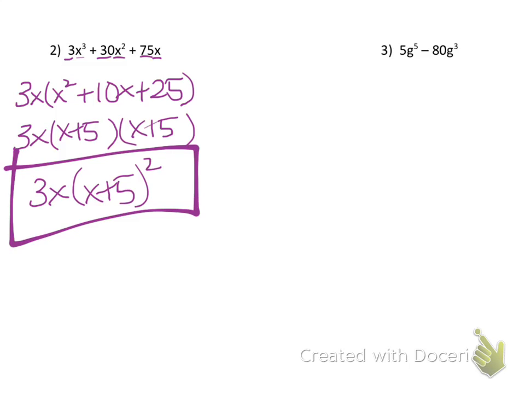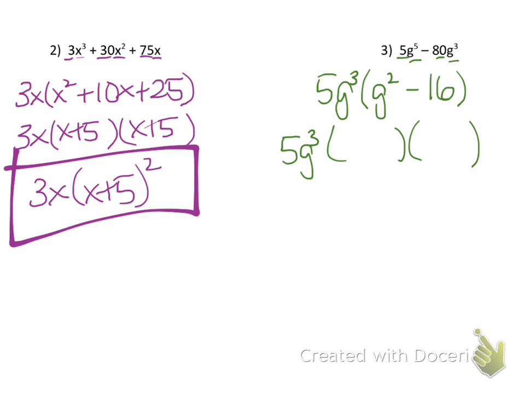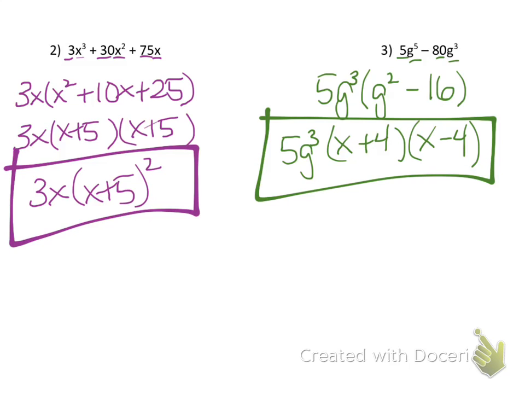The third example. So both of these terms have a factor of g cubed, and they're both divisible by 5, so we can factor out a 5g cubed. We'll be left with g squared minus 16. Now I'd like to think that you're beginning to recognize when you see a difference of perfect squares and how easily a difference of perfect squares will factor. The square root of g squared is g, and the square root of 16 is 4. So we still have that 5g cubed, and then this will factor as g plus 4 and g minus 4.